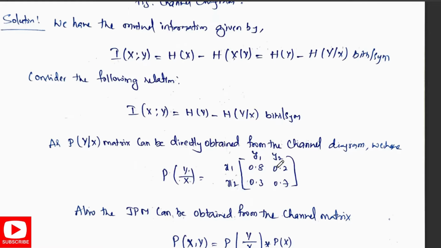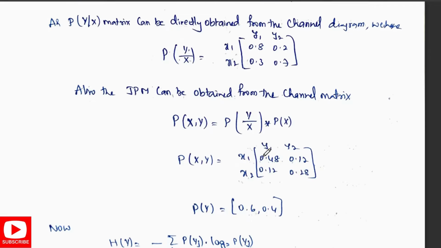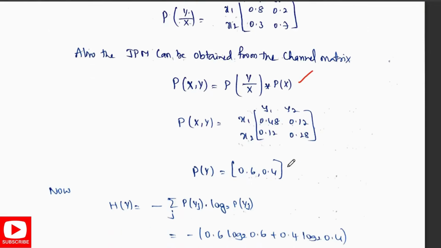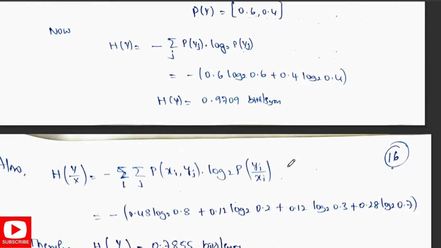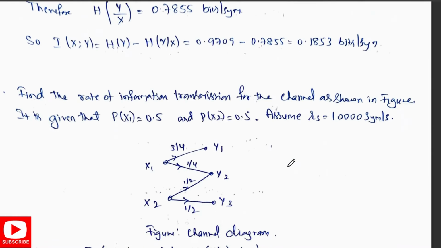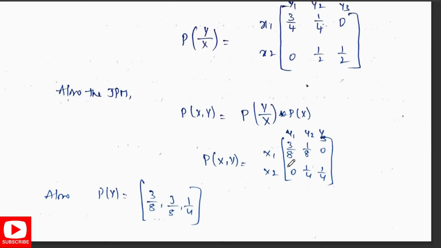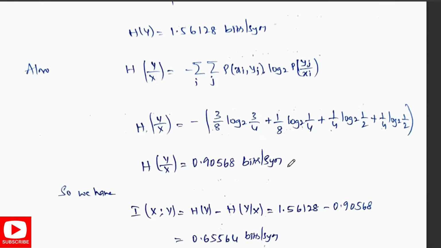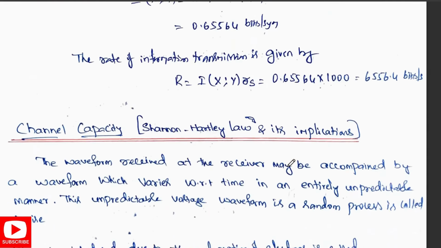Here you can directly obtain it from the channel diagram. Also, from the joint probability matrix, using this formula you can write, and P of x comma y can be given, and find the entropy of H of Y and H of Y by X. So similarly, you can go through these problems. These problems are quite important and good.